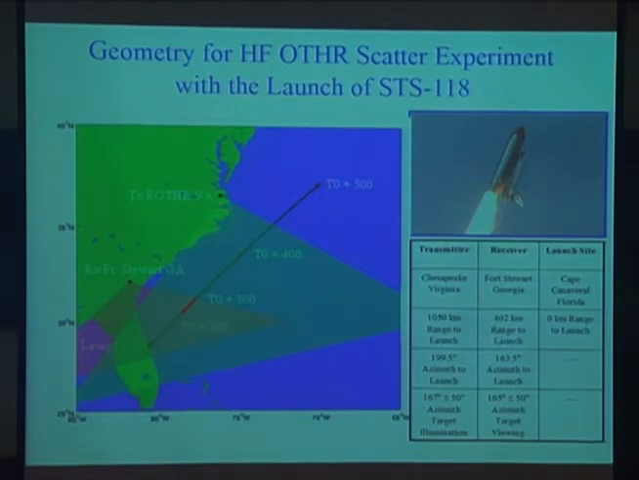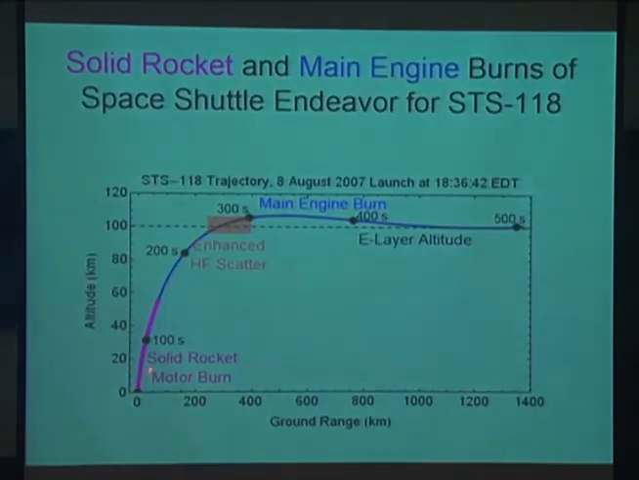My colleague up at NRL, Serafin Rodriguez, scheduled the operation of an HF radar in Chesapeake, Virginia. Had a receiver here, and they did bistatic scattering off of the region that penetrated through the E layer. Next slide, please. So this is the launch trajectory.